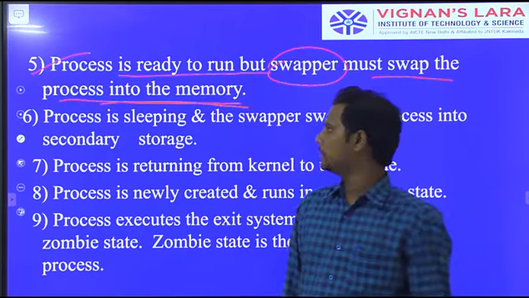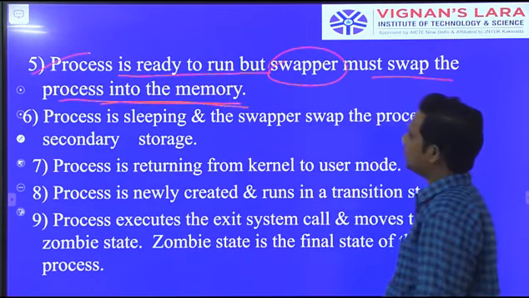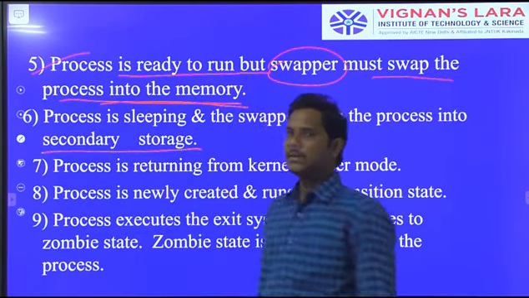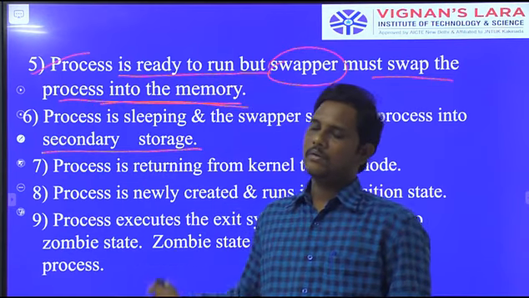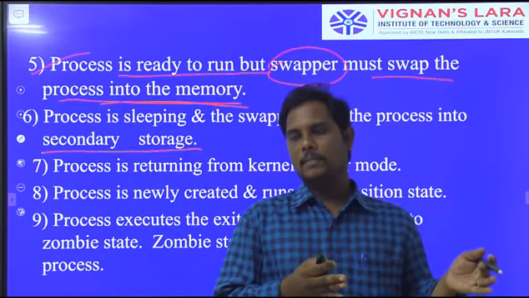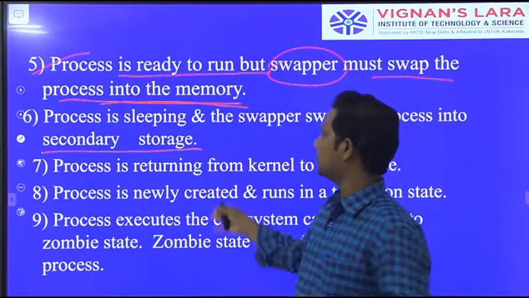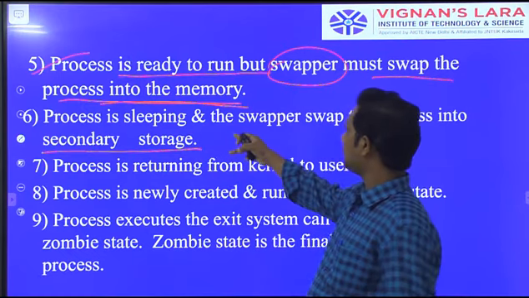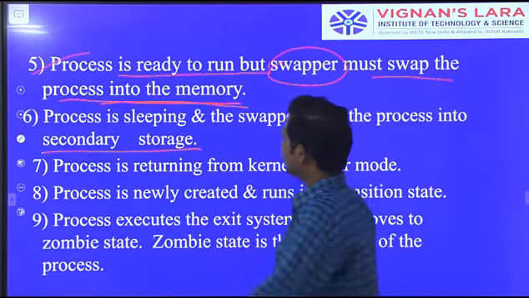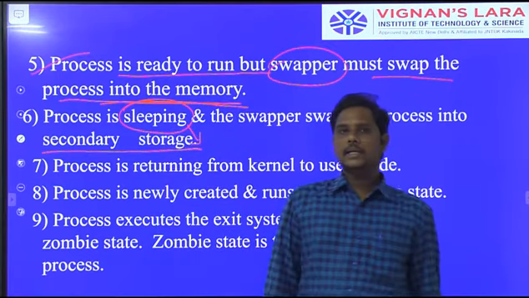Next, sixth step is process is sleeping. The swapper swaps the process into secondary storage. Secondary storage means it is also one of the memories. So whenever the primary memory is full, then only it will be shifted into the secondary. So the process is sleeping, the swapper swaps the process into secondary storage. So all sleeping processes are stored in the secondary storage.